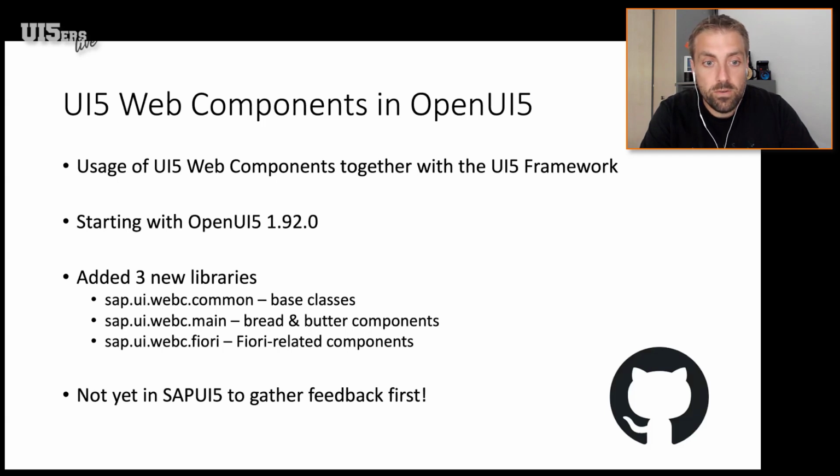Why 3 modules or libraries at the end? The first library is somehow the base classes. In the second, we have the bread and butter controls. It's a bit like the sap.m library. And we have webc.fiori, so all Fiori-related components which do not belong to the bread and butter components go into that library. It's not yet in the SAPUI5 distribution. This has some reasons, also because we want to be able to make changes to that.